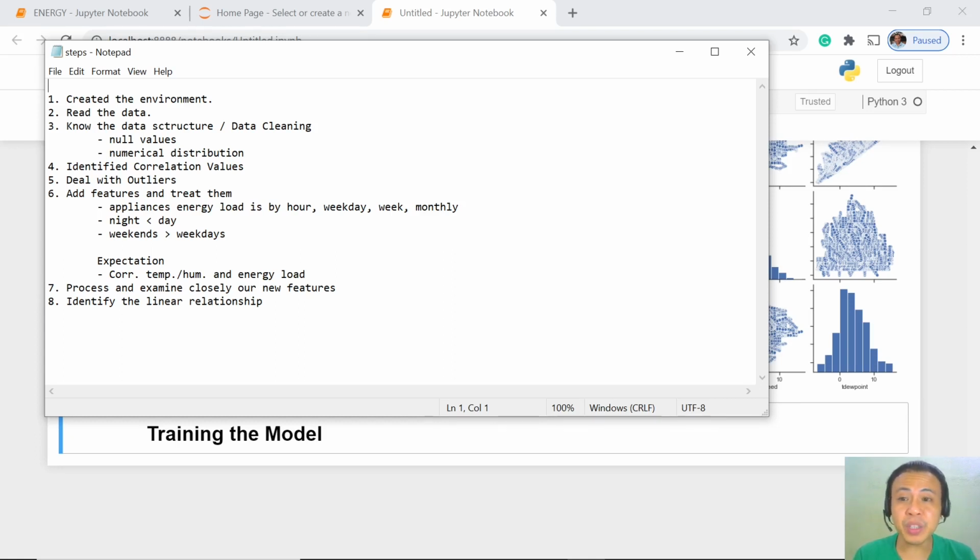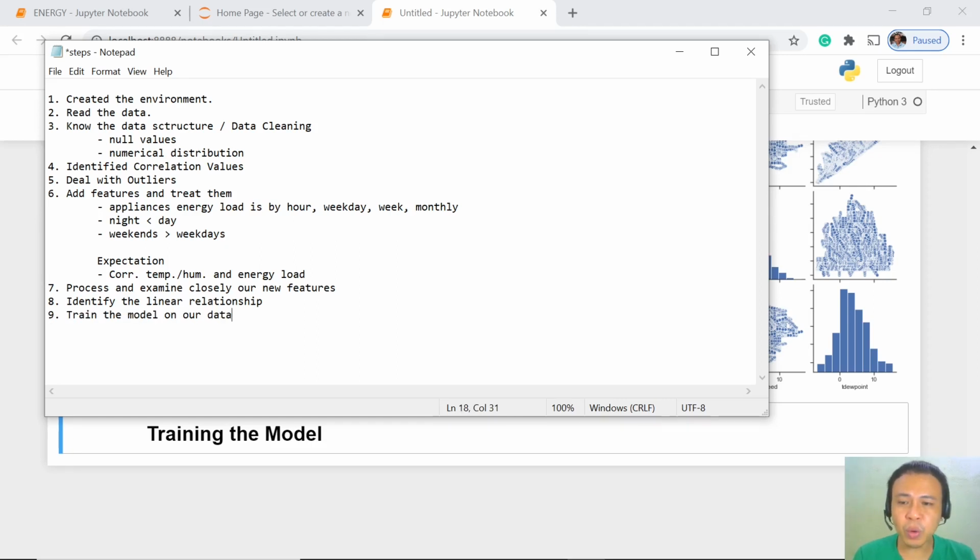And this part is actually very interesting because those values, which are considered statistically as outliers, were retained by us for a very important reason. And then also we added features and we tweaked them. Speaking of these features, we've considered hour, the weekday, the week, and also monthly, and a lot of things too. And also we pointed out our expectation, and that is there is a correlation between the temperature and humidity and the energy load. And we also processed and examined closely our new features. The very last thing that we did was we identified the linear relationship of our features.